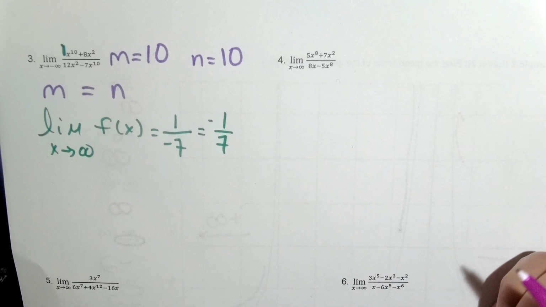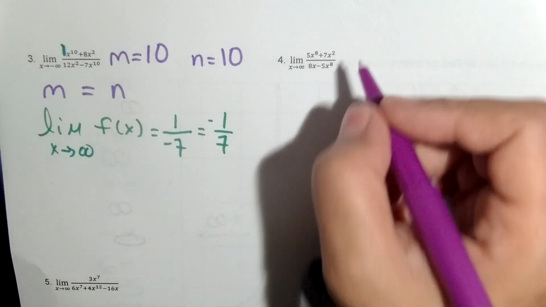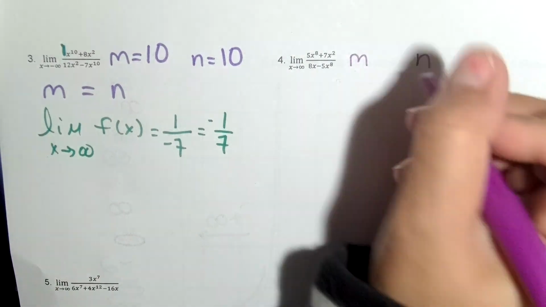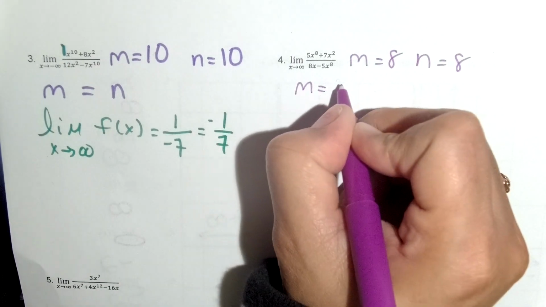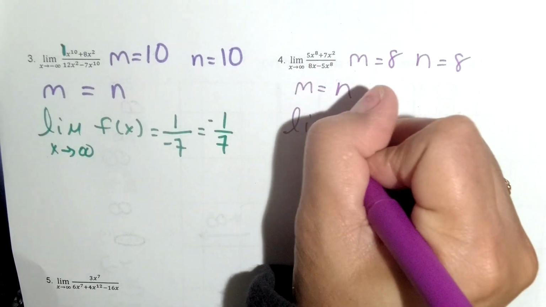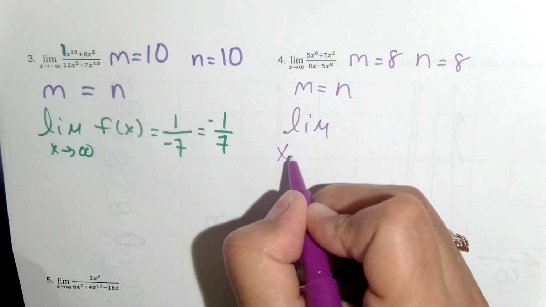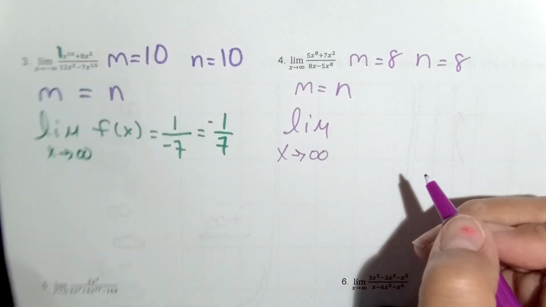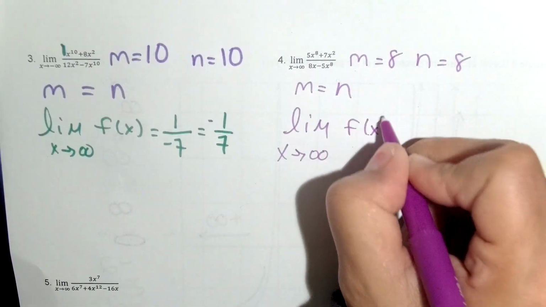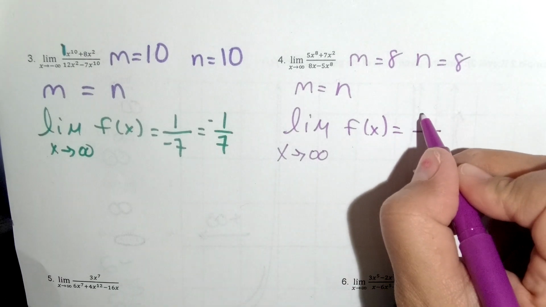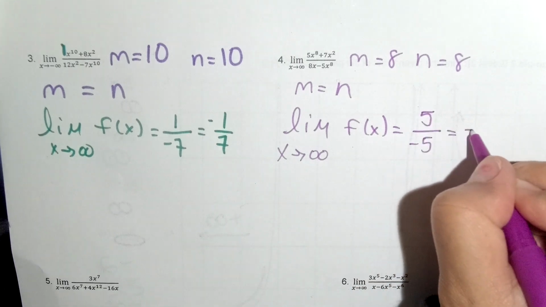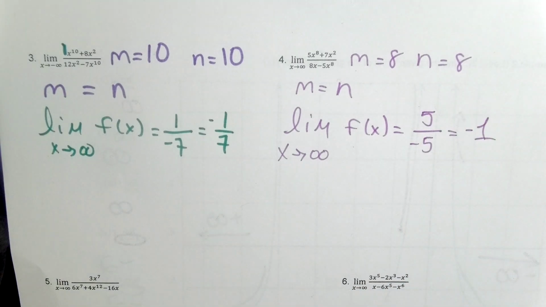Okay, Stephen, do you need to go get water again? Okay. What's M? What's N? 8. 8 and 8, which means that they are equal. So that means the limit is. Am I going too fast? No. The limit is. How do we get that though? 5 over negative 5, which is negative 1. Or negative 5 over 5. Okay? Yeah, I'm sure. Of course I'm sure.